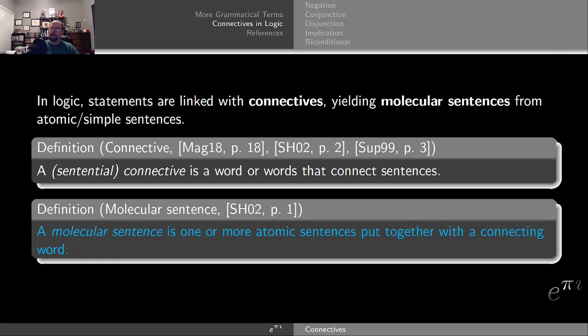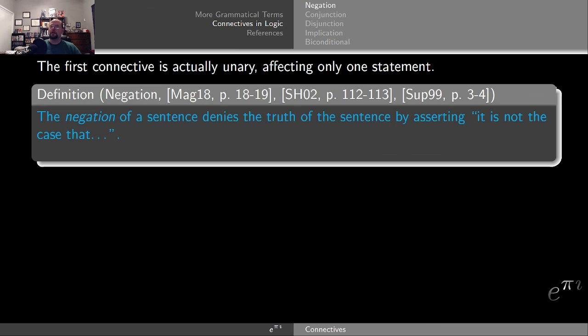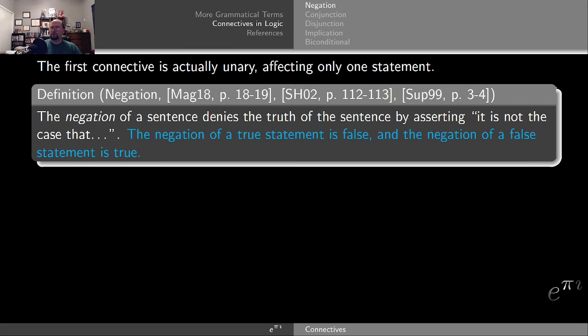one of these connectives. The first connective that we're going to talk about is actually unary, affecting only one statement. This is what's known as the negation. The negation of a sentence denies the truth of the sentence by asserting it is not the case that, whatever the original statement was. The negation, as you might imagine, of a true statement is false, and the negation of a false statement is true. It literally flips the truth value from true to false and from false back to true.